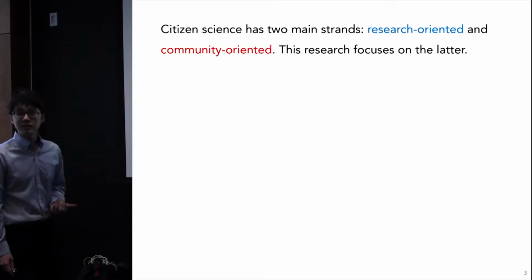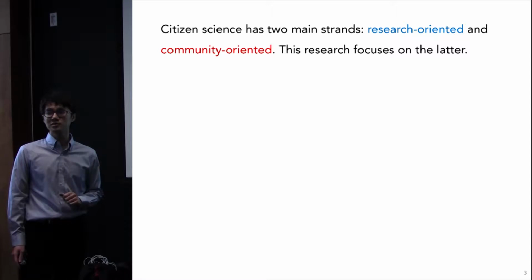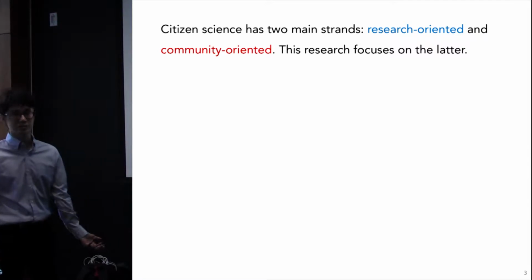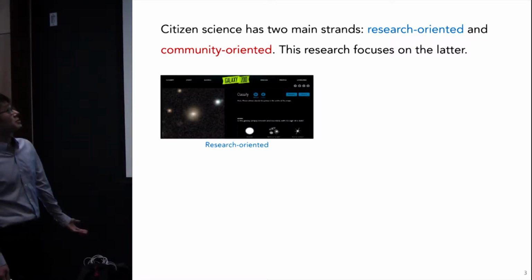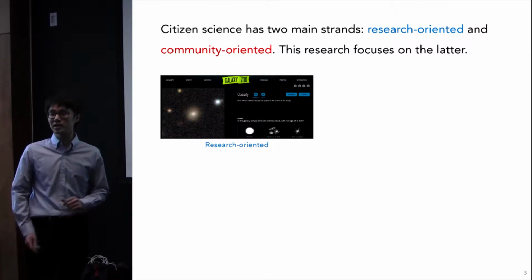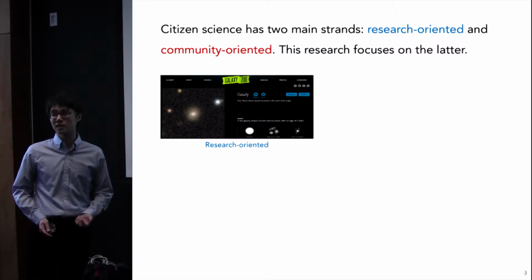In general, citizen science has two strands. One is more research-oriented, another one is more community-oriented. And I'm going to use projects to explain this. So the research-oriented one, for example, can be the Galaxy Zoo. That's the project for classifying a lot of galaxies online.